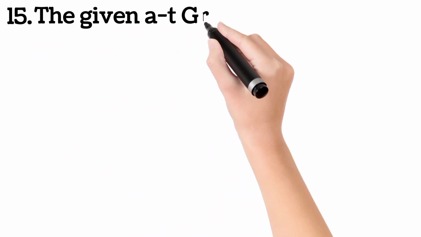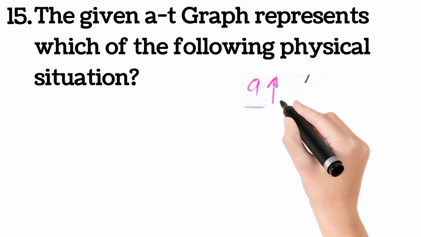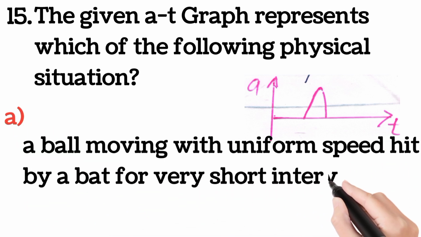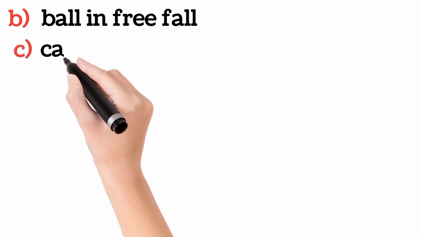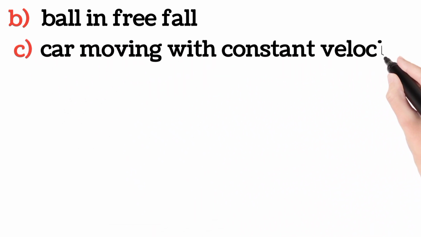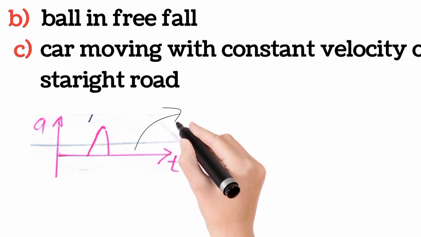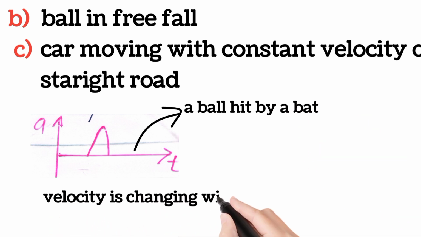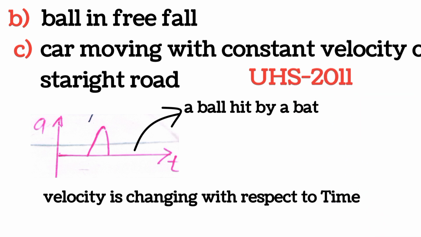The 16th MCQ: The given AT graph represents which of the following physical situations? Here is an acceleration-time graph of a body. A option is a ball moving with uniform speed hit by a bat for a very short interval of time. B option is a ball in free fall. C option is a car moving with constant velocity on a straight road. If we observe, the graph is for an impulse, a ball hit by a bat for a very short interval of time. Velocity is changing with respect to time. The MCQ was asked in the competitive exam UHS 2011.